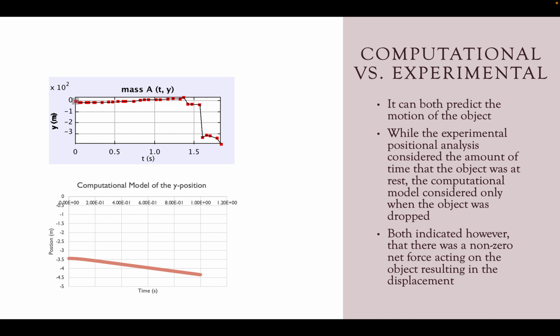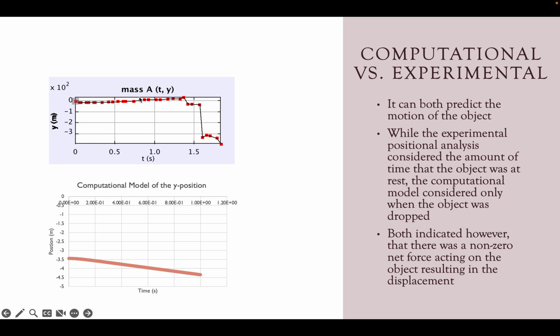Here is our primary results of this experiment, where we had our computational and our experimental results. As you can see, the graphs of the two look slightly different. However, it's important to note that with our experimental model, from 0 to about 1.4 seconds, this is when the object was initially at rest, when the man was holding it, and the only forces acting on the object were the force of the slinky, as well as the force of the weight.